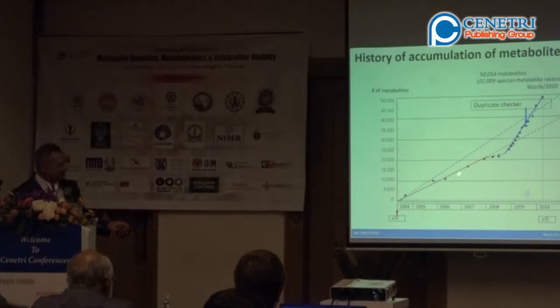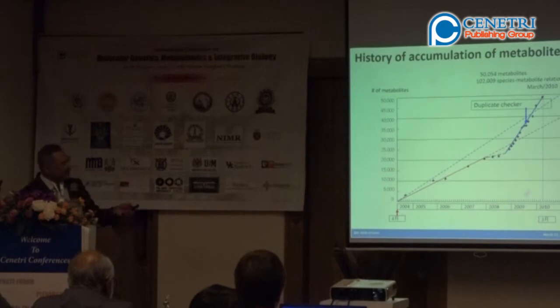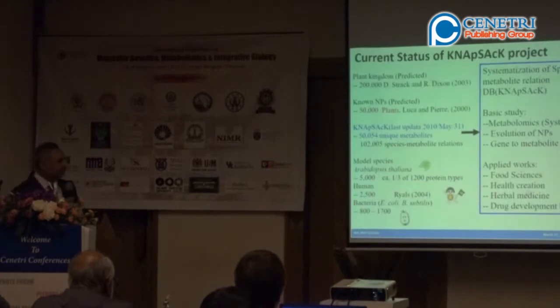Initially, the pace of accumulation was not so high. Then we started automatic duplicate checking, and our speed increased. And we were able to finish successfully within our target time. After that, we are still accumulating, little by little, newly obtained information into our database.